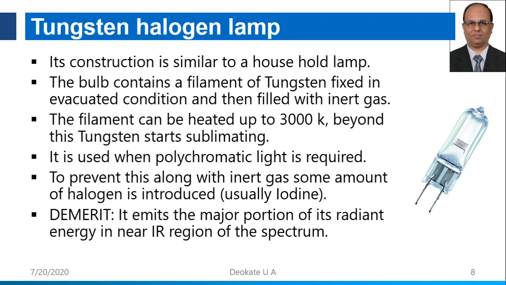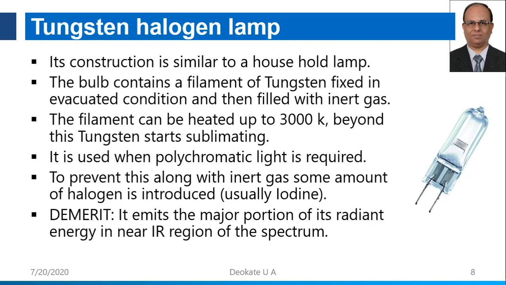So first we'll see the tungsten filament lamp or tungsten halogen lamp. Its construction is similar to a house lamp, whatever lamp we are using in the houses. The bulb contains a filament of tungsten fixed in an evacuated condition and then filled with inert gas. We are using halogenated gases for this purpose many times. Therefore, they are also called halogen lamps. The filament can be heated up to 3000 K. Beyond this, tungsten starts sublimating. So we have to go up to 3000 K. It is used when polychromatic light is required in the visible region.